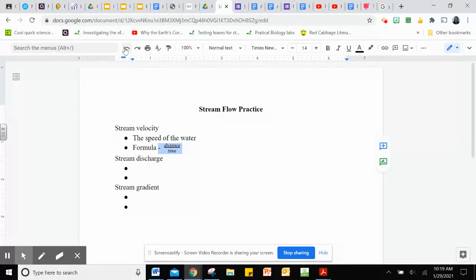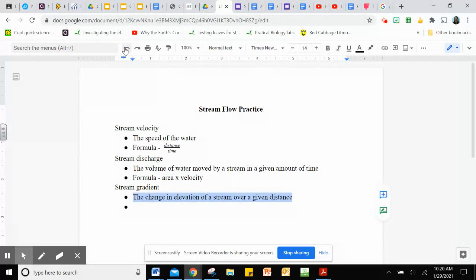For stream discharge, if you remember, discharge is the volume of water that's moved by a stream in a given amount of time. And so the formula for that is going to be area times velocity. And area in this case is depth times width, and velocity, we have the formula up above. Stream gradient is the change in elevation of a stream over a given distance, and its formula is going to be the change in elevation over the distance that it travels.